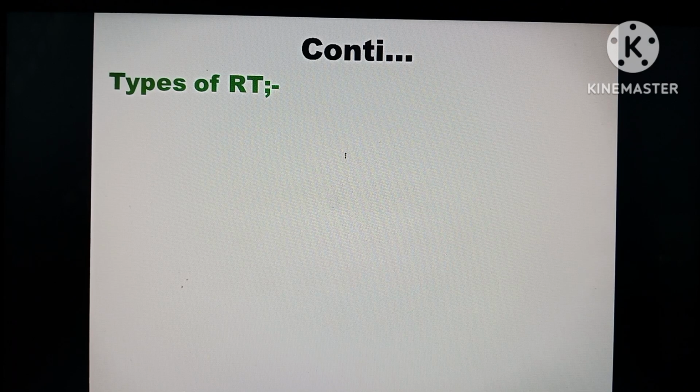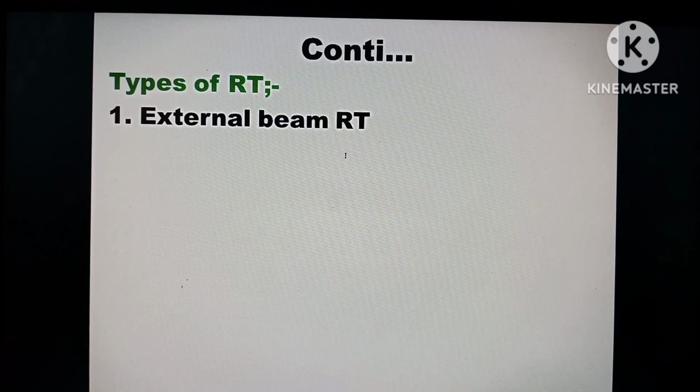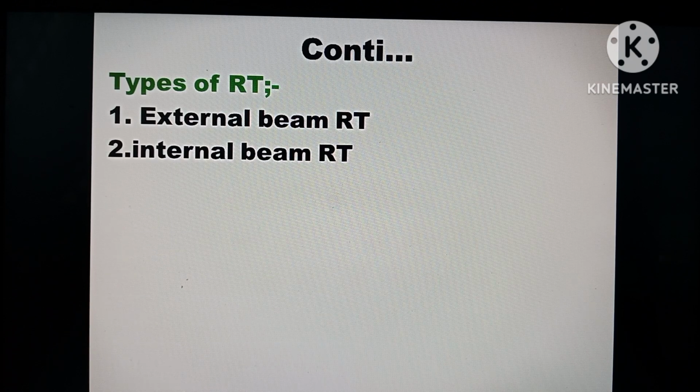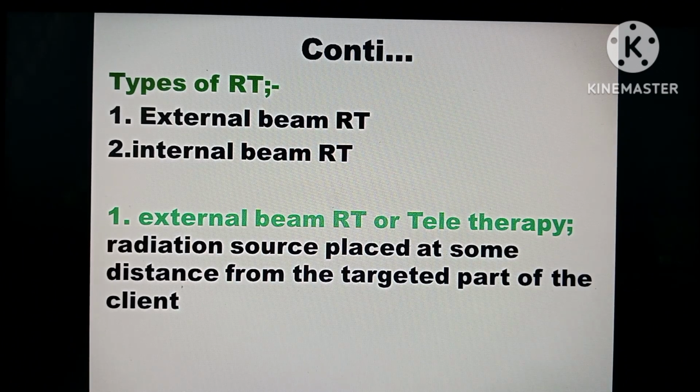Okay, what are the types of radiation therapy? There are mainly two types. One is external beam radiation therapy. The second one is internal radiation therapy. What is external beam radiation therapy, also called teletherapy? The client is placed somewhere and the radiation therapy machine is kept away from the patient, targeting the part of the client. The radiation source is placed at some distance from the targeted part of the client. It is not inside; it is outside and away from the client.